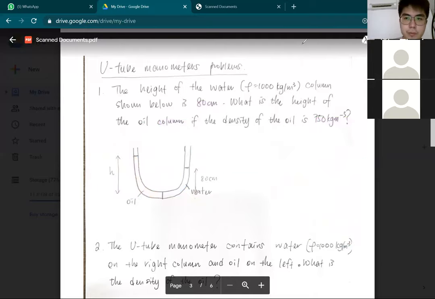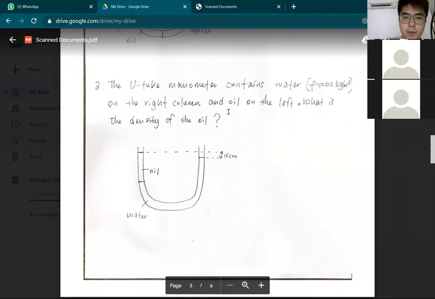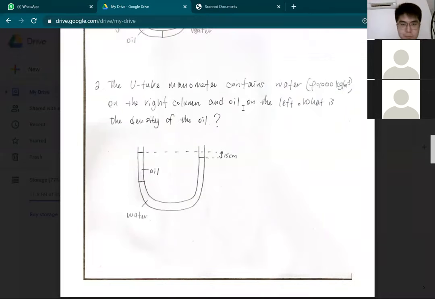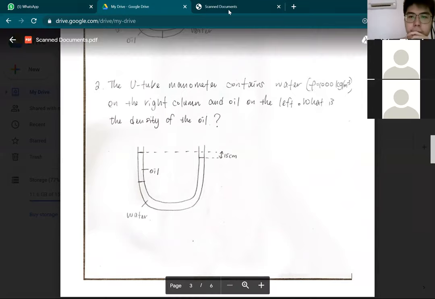Okay, next question, question 2. The U-tube manometer contains water on the right column and oil on the left. So let me just highlight this one. Oil, and this part is water. Now what is the density of the oil?